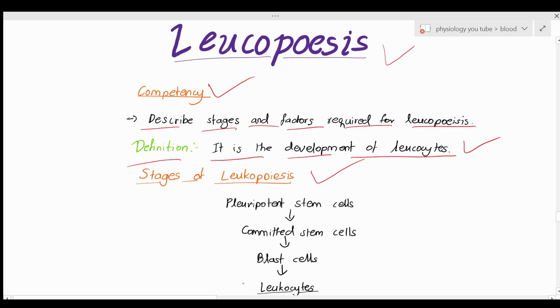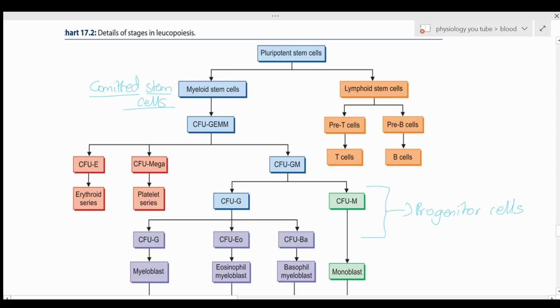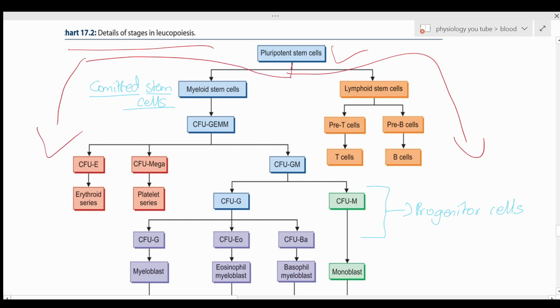Stages of leukopoiesis. There are 4 stages: pluripotent stem cells, committed stem cells, blast cells, which give rise to leukocytes. So now we will be detailing the stages of leukopoiesis. Firstly, the pluripotent stem cells. These have the capacity to give rise to all types of cells in hemopoiesis. Hemopoiesis refers to the development of the different types of blood cells.